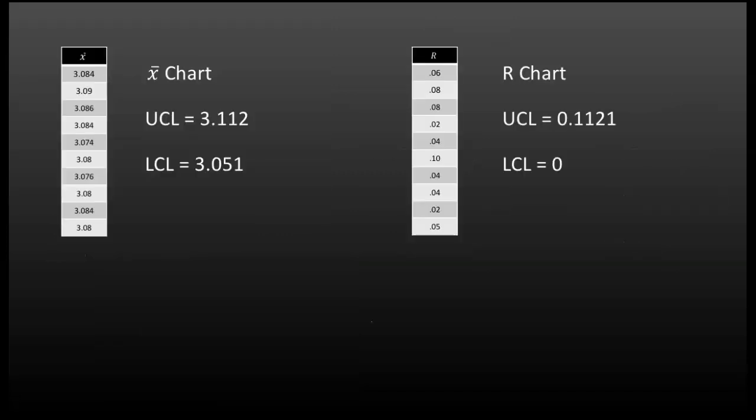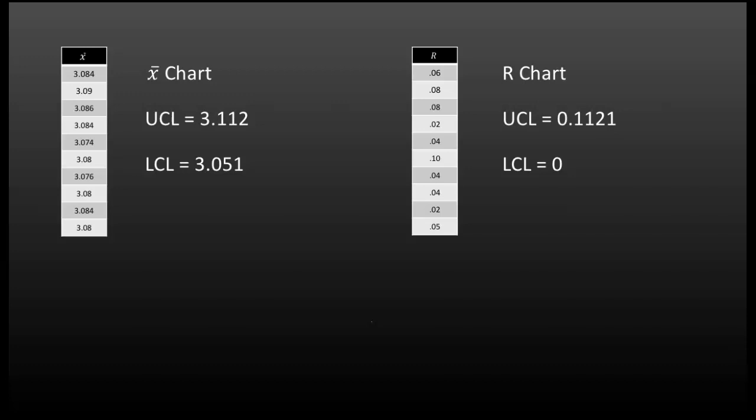So now we have our X bar chart and our R chart figured out, and we have our data here of our X bars and our ranges. So we can figure out if these are in control or out of control. So let's first look at the X bar chart. So our upper control limit is 3.112. Our lower control limit is 3.051.